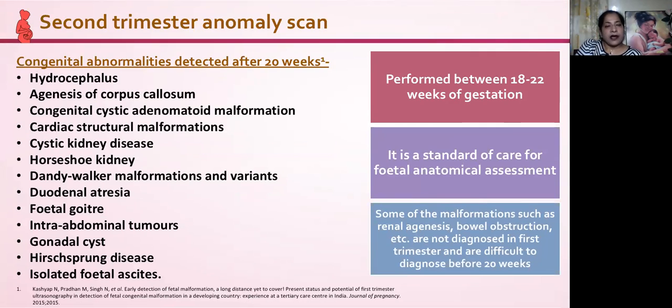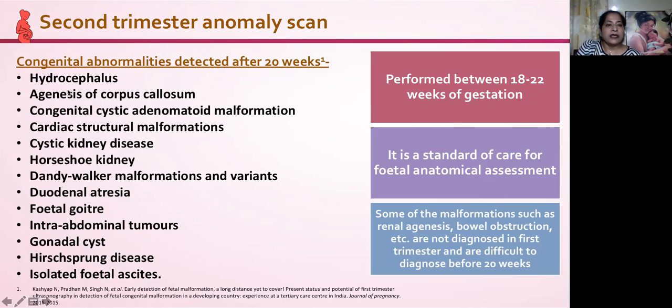Now coming to the second trimester anomaly scan, this is performed between 18 to 22 weeks of gestation. It is a standard of care for fetal anatomical assessment. Some of the malformations like renal agenesis and bowel obstruction are not diagnosed in the first trimester and therefore are difficult to diagnose before 20 weeks. And they are diagnosed in this scan.